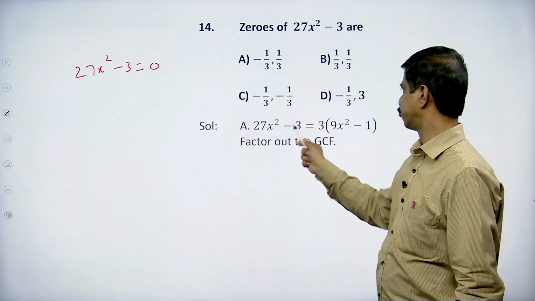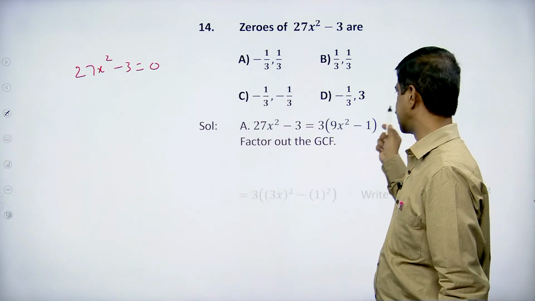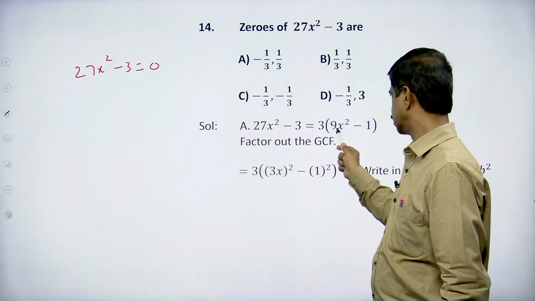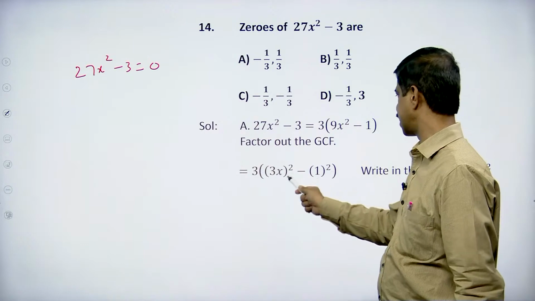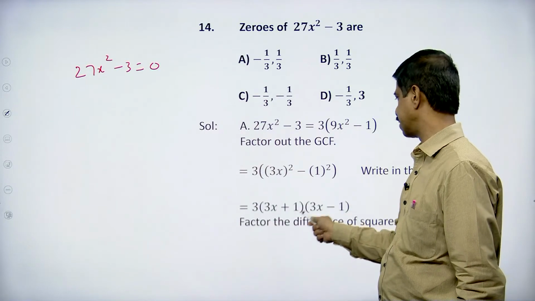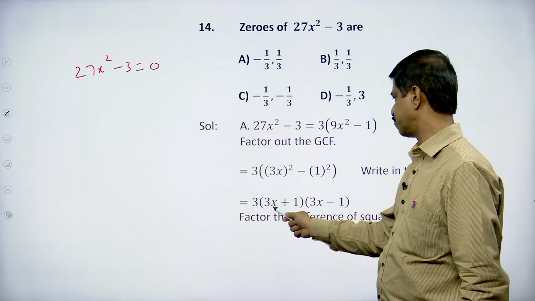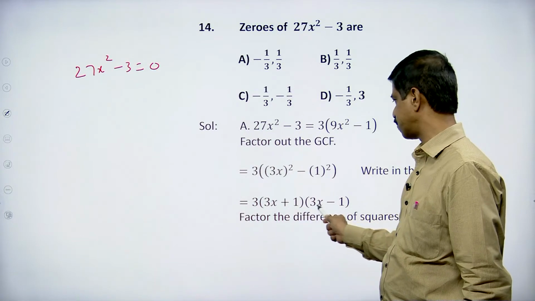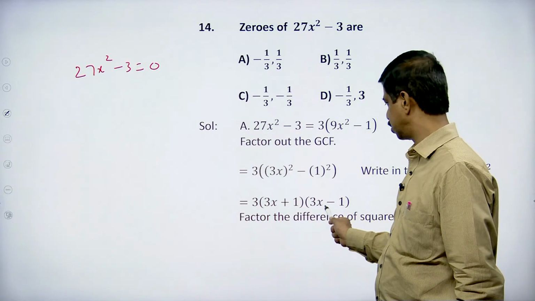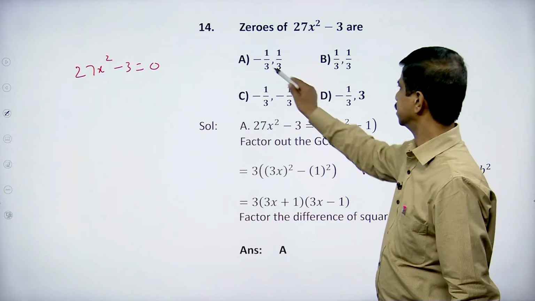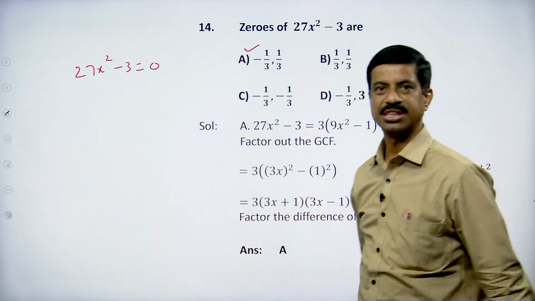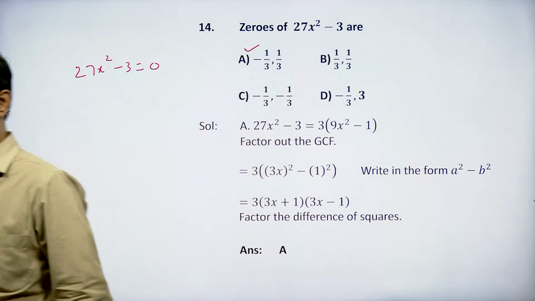Now I need to take 3 common. You will get 9x square minus 1, that is equated to 0. So this is 3x whole square minus 1 square. a square minus b square, you can write as a plus b into a minus b. If you equate this to 0, you will get x is minus 1 by 3, and equate this to 0, you will get x equal to 1 by 3. So the options are 1 by 3 and minus 1 by 3. Please note it fast, quick.